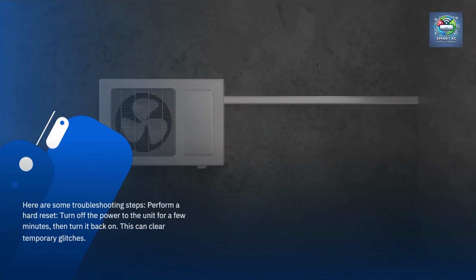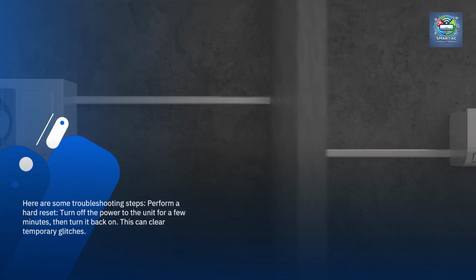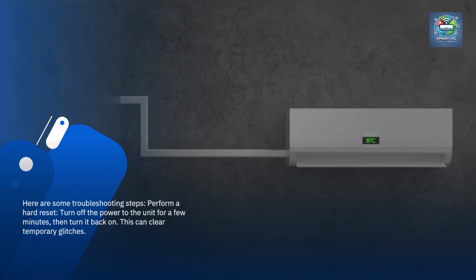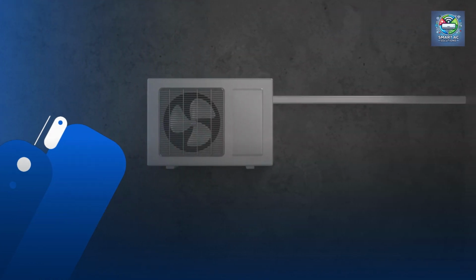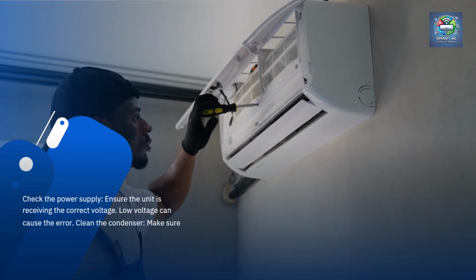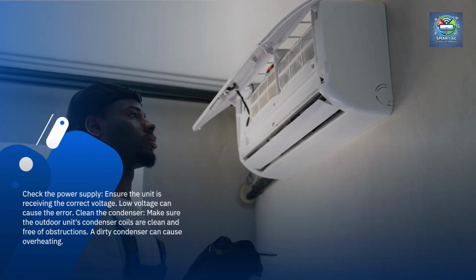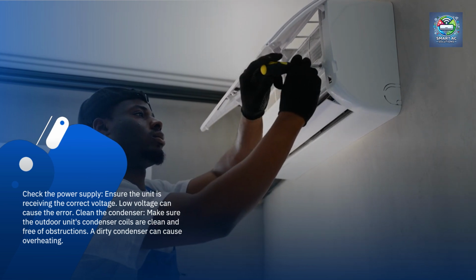Here are some troubleshooting steps. Perform a hard reset. Turn off the power to the unit for a few minutes, then turn it back on. This can clear temporary glitches. Check the power supply. Ensure the unit is receiving the correct voltage. Low voltage can cause the error.